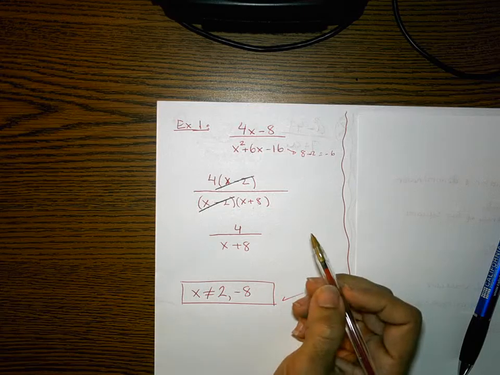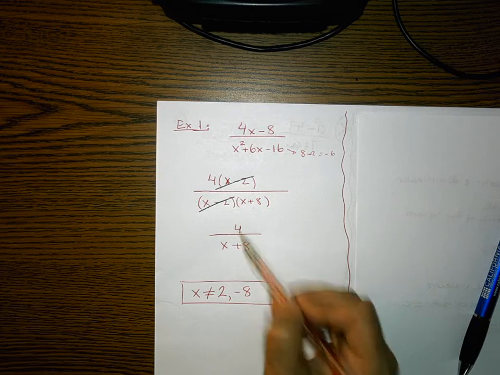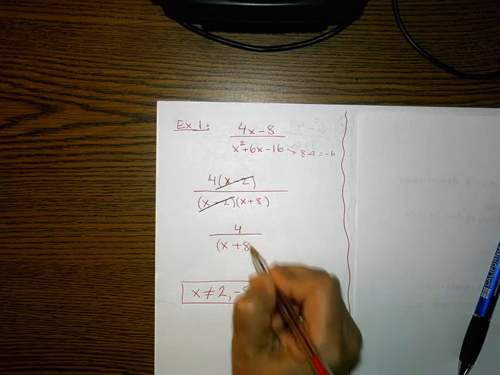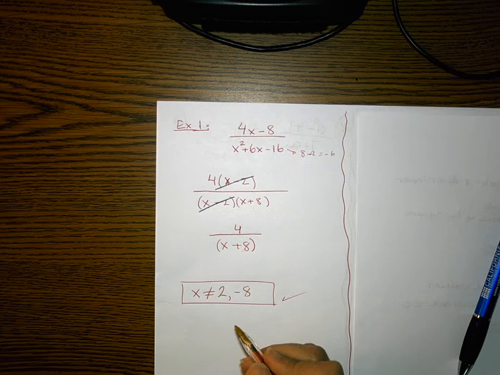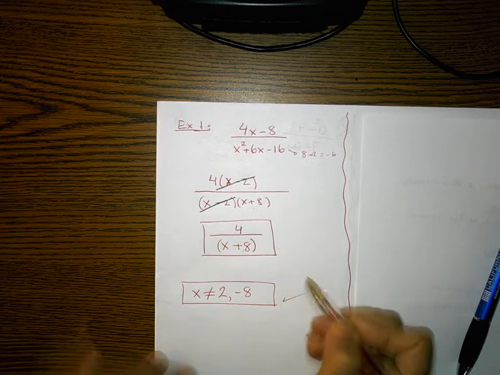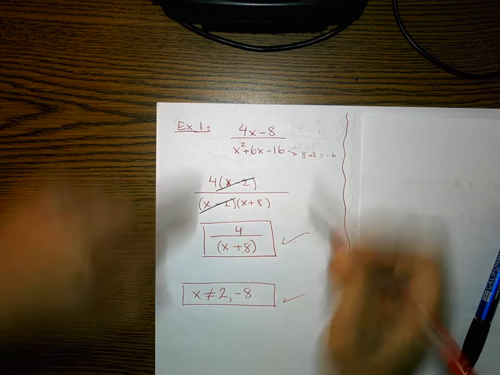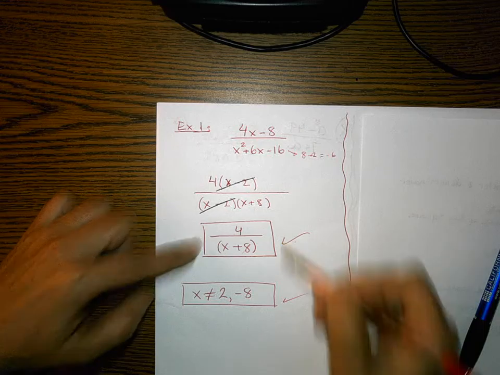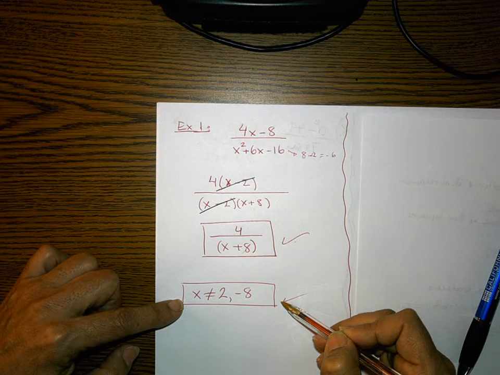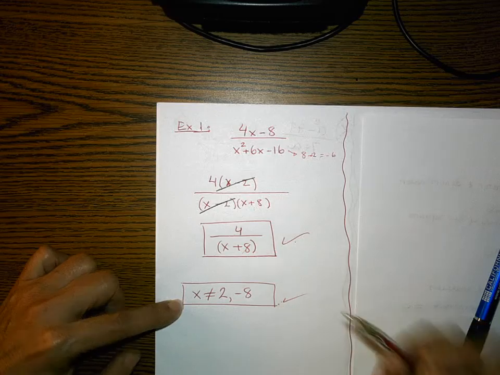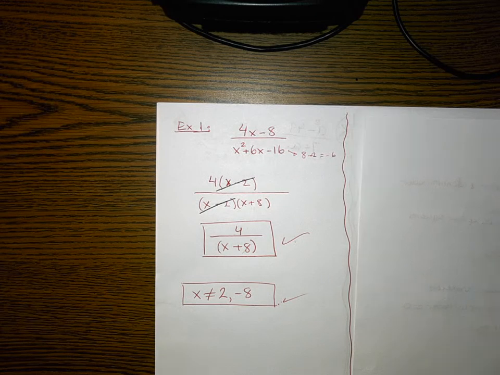A lot of the students think that they can reduce the 4 and the 8, and that is not okay. We have an addition going on. This is a group right here, and they need to stay that way, okay? So my answer is the complete reduced form of this original rational expression. This is the reduced form, and these are the values x cannot be in the denominator, okay? That's how you do it, the 3 steps.